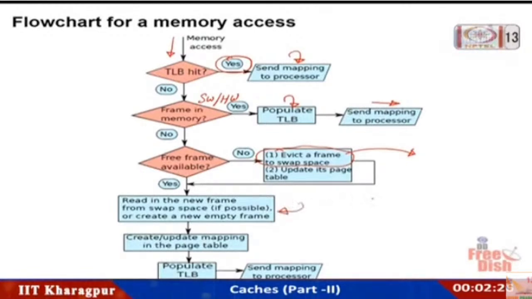If a new empty frame is created, we typically zero out the entire region. Why do we fill the entire region with zeros? Well, the reason is that it could have contained some previous data written by some other process, and that data could be a password or a credit card number, which clearly we want to delete. So we zero out the region, create a new frame, create a mapping in the page table, populate the TLB and send the mapping to the processor. This is again the typical flowchart, the typical way that we process pages and frames, and the most important concept here is the TLB and the page table.